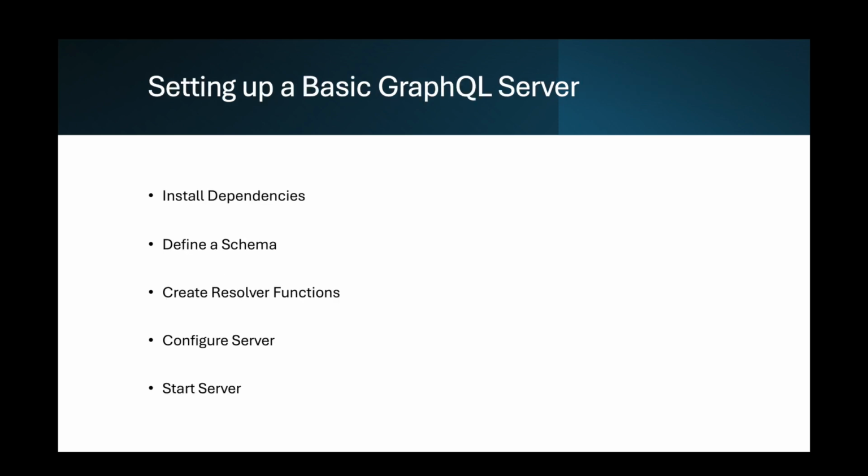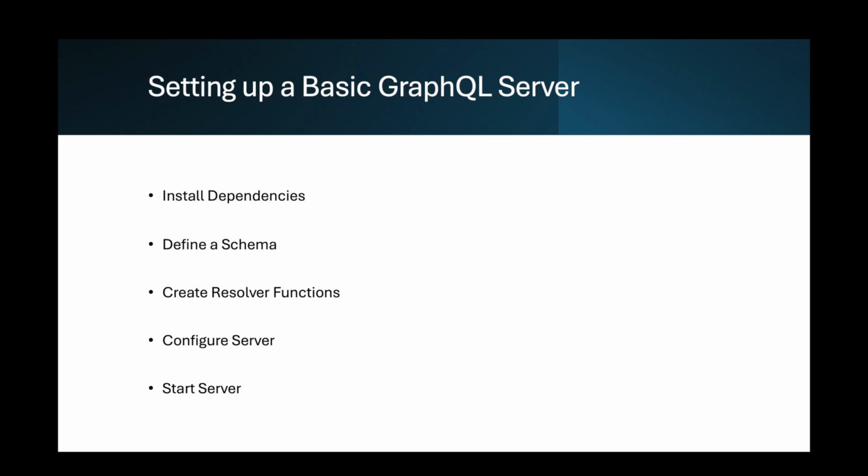So now that we know what different servers are available, let's look at how we go about setting up a basic GraphQL server. Regardless of the server implementation you choose, setting up a GraphQL server typically involves the following steps. The first step is to install dependencies.